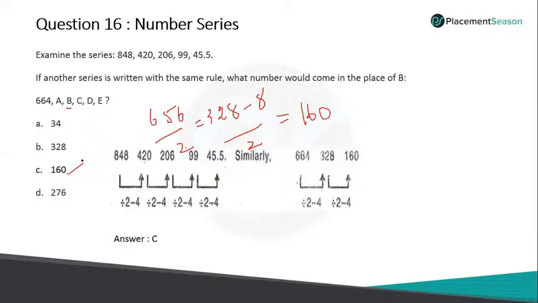Now the other logic is divide by 2 minus 4. Both are the same. Minus 8 by 2, or divide by 2 minus 4. It means if you do the subtraction by minus 8 by 2 it is the same, or divide by 2 minus 4 also the same. Because 8 by 2 is 4. That's what is given here in the logic. This is the second logic for this question.